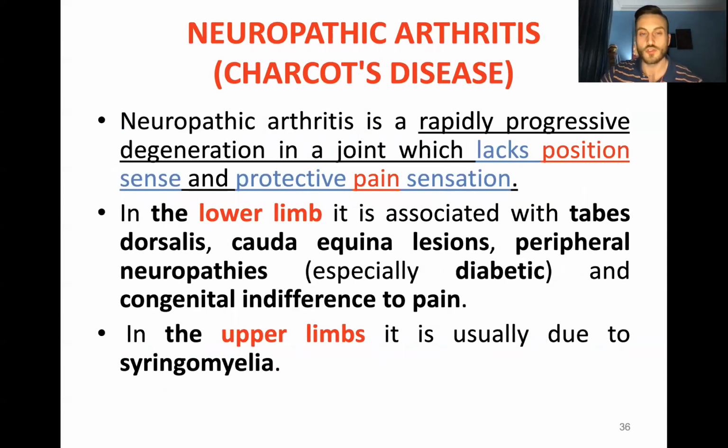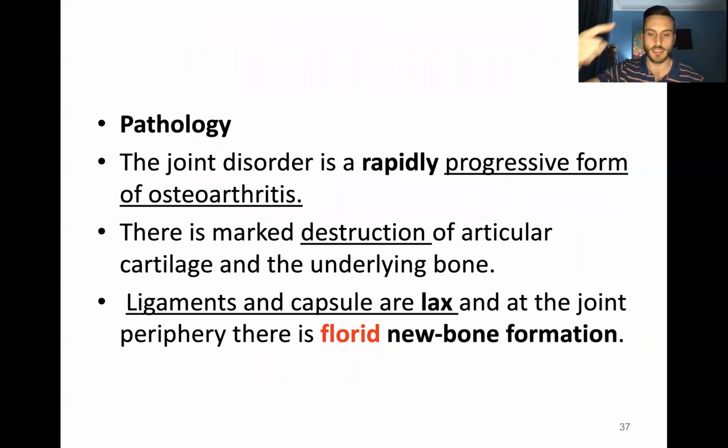Neuropathic arthritis, which is called Charcot disease, is very common in poorly controlled diabetic patients. You know that one of the pathophysiologies in diabetes is peripheral neuropathy, so the pain sensation is gone. Pain is very important to protect the joint. So they will have trauma, there is no pain, more trauma, a vicious cycle going on and on and on.